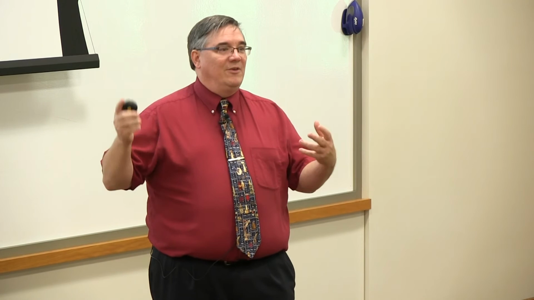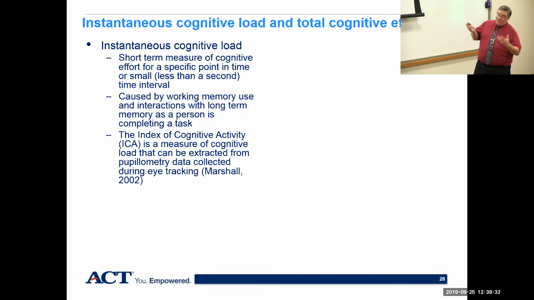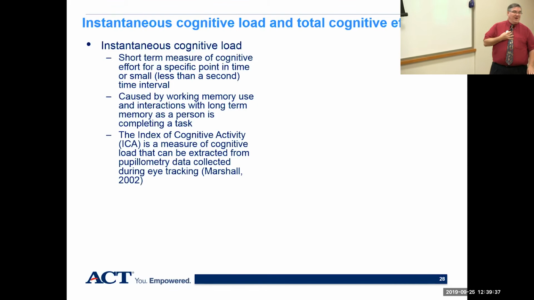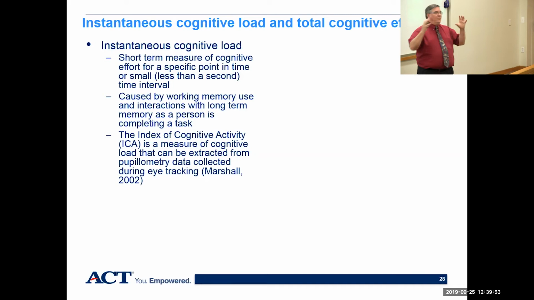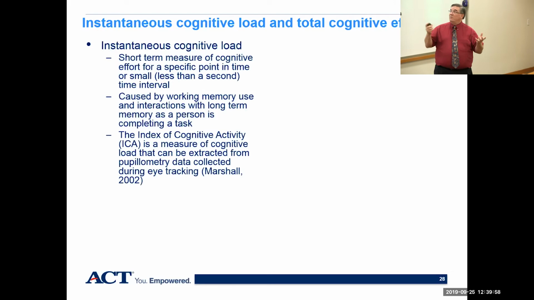So now comes the really interesting part to me, because, from an educational psychology background, I have a bachelor's and a master's in psych. This is really cool stuff. So the instantaneous cognitive load, that idea that it's caused by the working memory use and the interactions with long-term memory as a person solves a task. So we know that you're going to have schema that are going to allow you to do things more efficiently than others. But we know that it's still going to be there in terms of cognitive load.